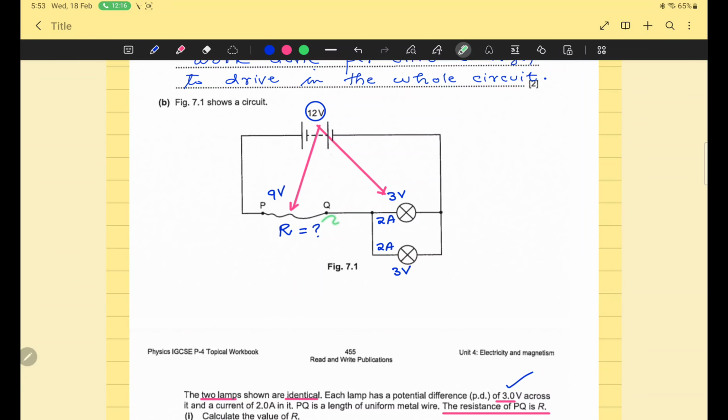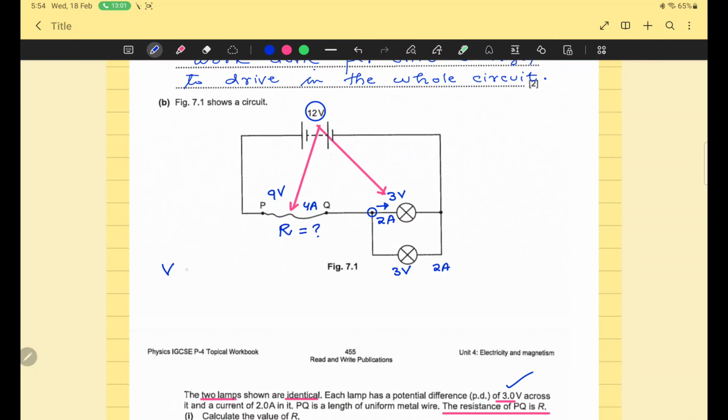Actually, the current is divided. The current coming from PQ is divided, 2 ampere through this lamp, 2 ampere through this lamp. So the total current coming from the PQ side is 4 ampere, and when this 4 ampere current reaches this junction, it is divided into two sections, 2 ampere through one lamp and 2 ampere through the other lamp. So 2 ampere plus 2 ampere, total current is 4 ampere. So the current through PQ is 4 ampere.